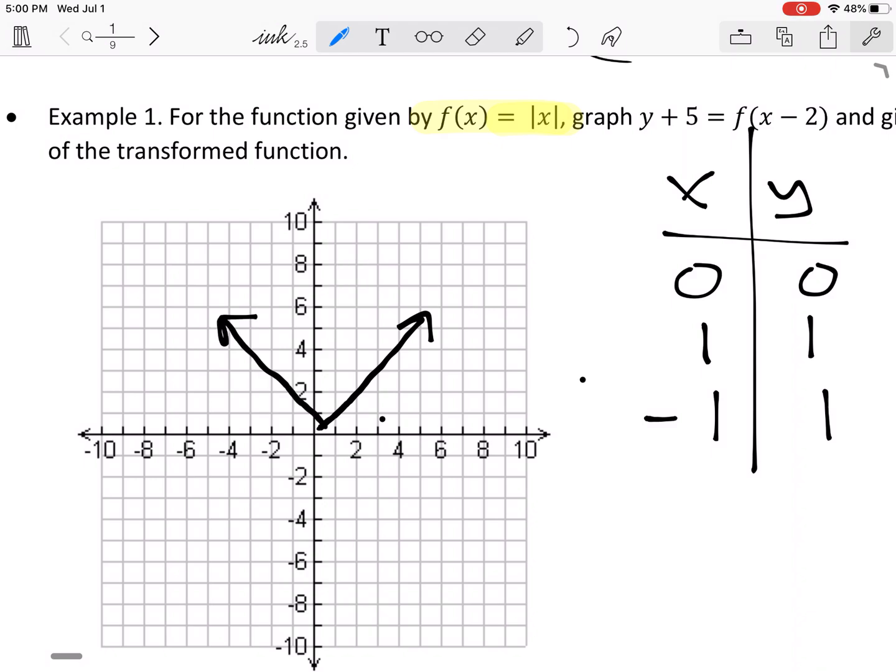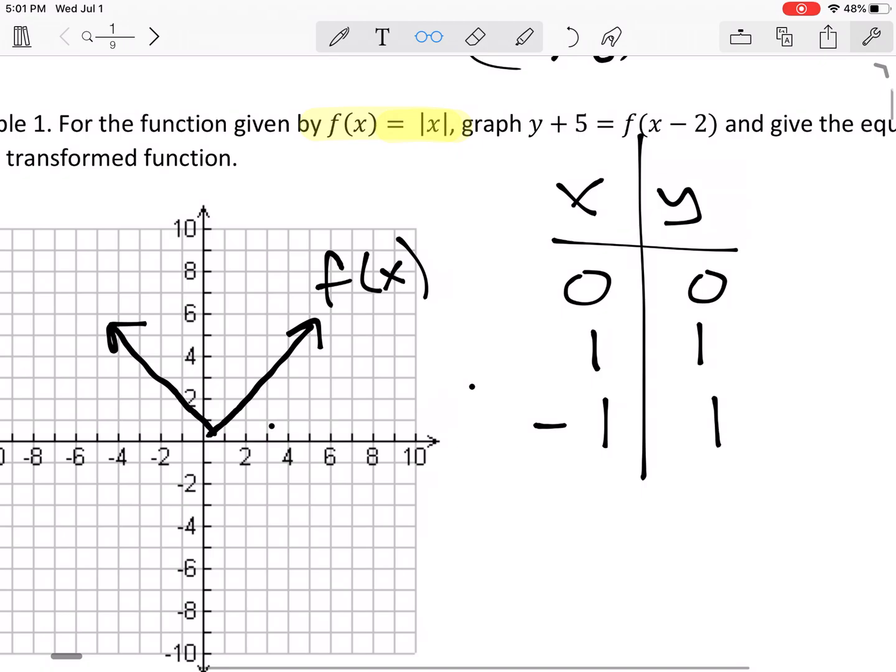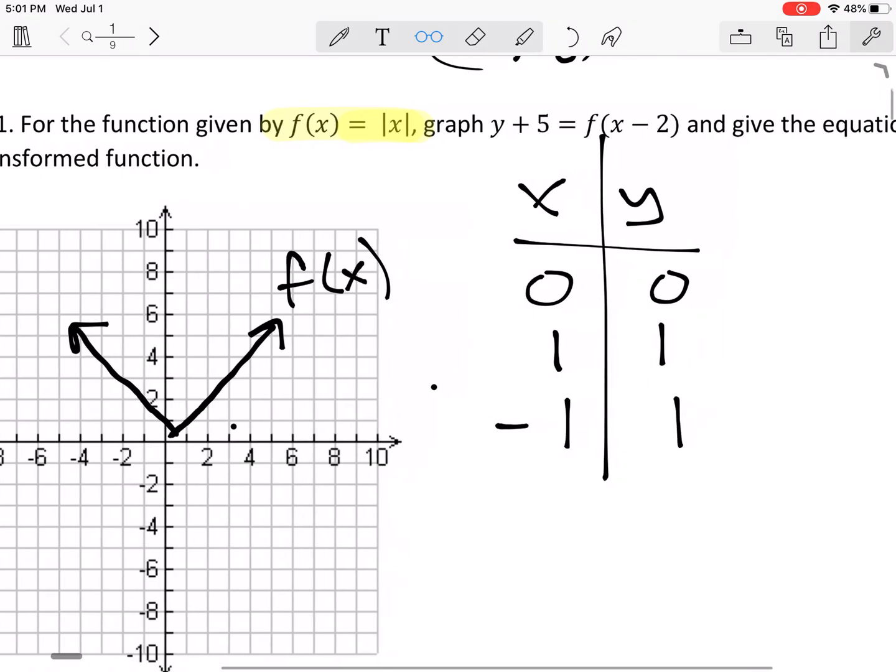Okay, so this is your f(x). Okay, and then your new function. So here's what you're doing to your new function, here's the equation. Okay, so y plus 5 equals f(x minus 2).